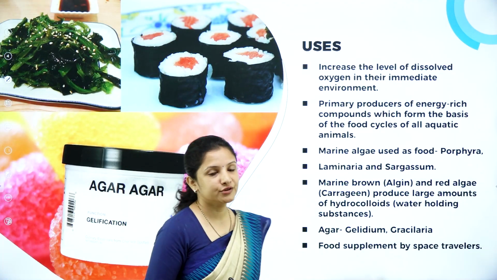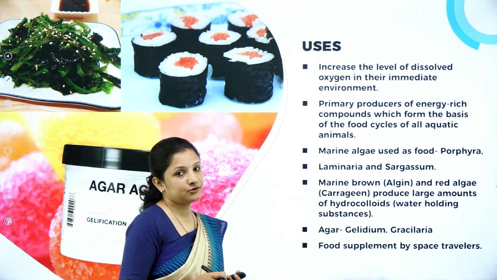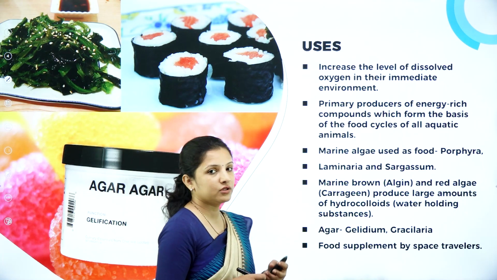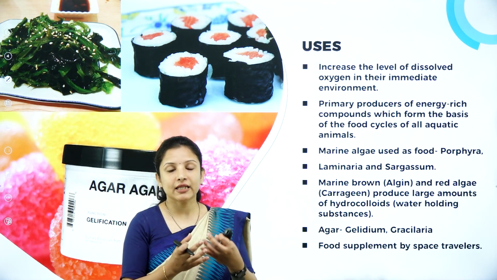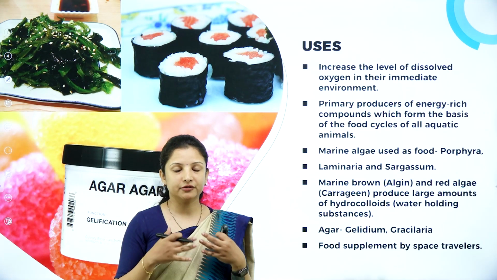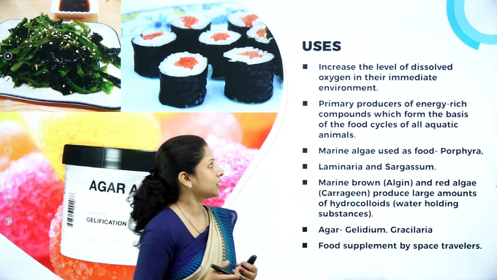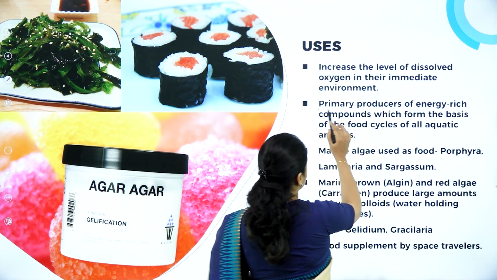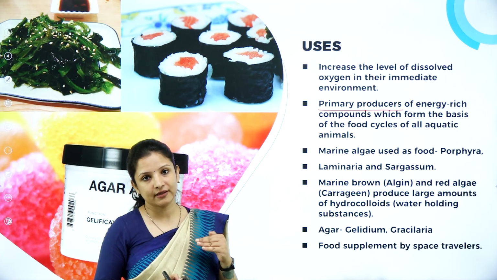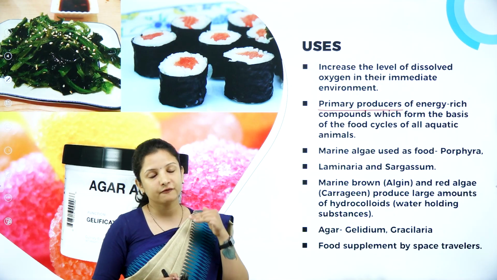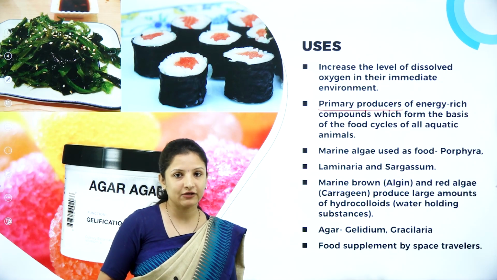Next, moving on to the uses of algae. Algae are of different uses to mankind as well as to the environment. To the environment, they take in carbon dioxide and give out oxygen, therefore increasing the level of oxygen in their immediate environment. Wherever algae are there, the amount of oxygen surrounding them will be more. Also they are the primary producers. For all the aquatic organisms, they come first in the trophic level of the food chain. Therefore, they form the primary producers wherein all the other aquatic organisms depend on the algae for food.